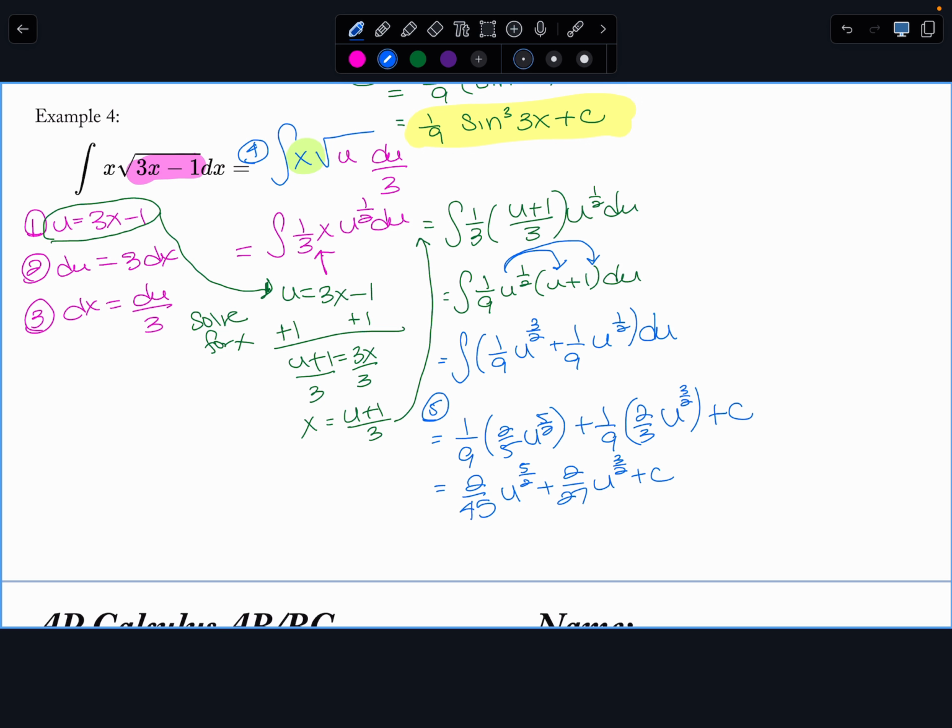We're finally at the last step of plugging u back in. 3x minus 1 to the 5/2 plus 2/27, 3x minus 1 to the 3/2, and a plus c. And I will spare you the factoring out fractional exponents for now, because you technically could. Yes. Oh, it should be a 45.